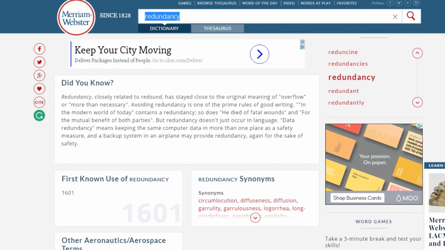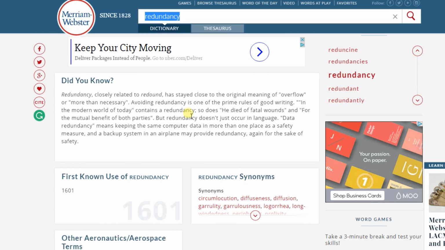Data redundancy means keeping the same computer data in more than one place as a safety measure, and a backup system in an airplane may provide redundancy, again for the sake of safety. That fits really well with the whole concept of prepping. You don't want to just have one of a particular item. For example, you don't only want to have one flashlight, because if that flashlight breaks, you'll no longer have any kind of illumination. So you want to have some level of redundancy.